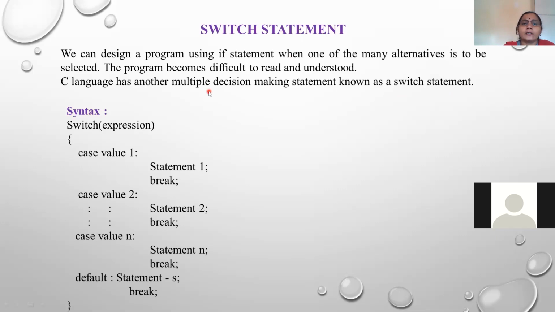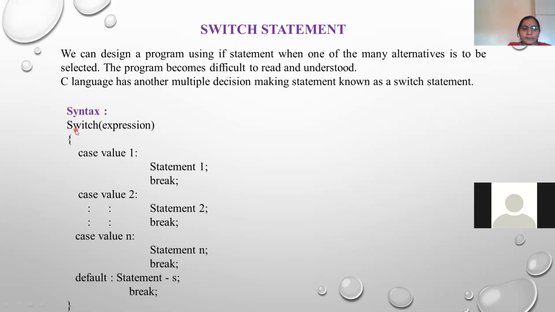All of you know that when you design the program using the if statement, one of many alternatives is to be selected. But if you have multiple alternatives, then the program becomes very difficult to read and understand. So the solution is to use another multiple decision making statement, and that statement is called the switch statement. This is the general syntax of the switch statement.